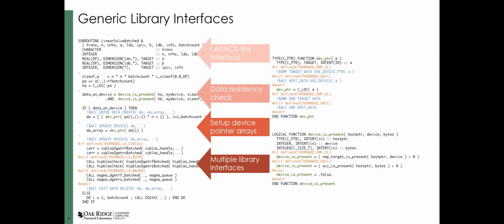Then, depending on if the data is on the device, we go ahead and set up device pointer arrays that are needed for things like these batched library operations. And then we just use macros to determine at compile time to support multiple different libraries, so we can examine which libraries perform better and make those choices. And if the data is not on the device, it just falls back to a standard CPU library.